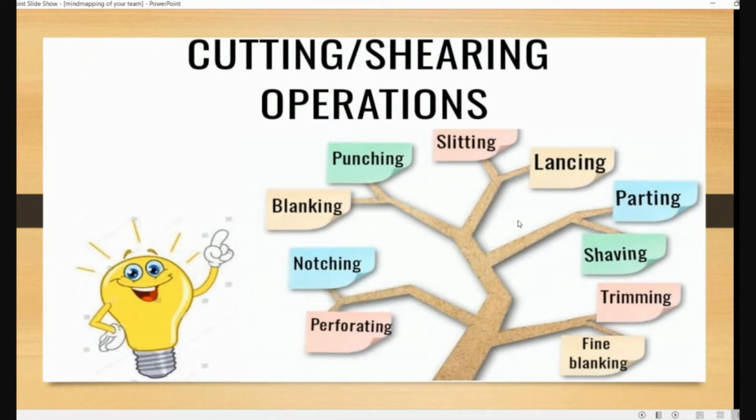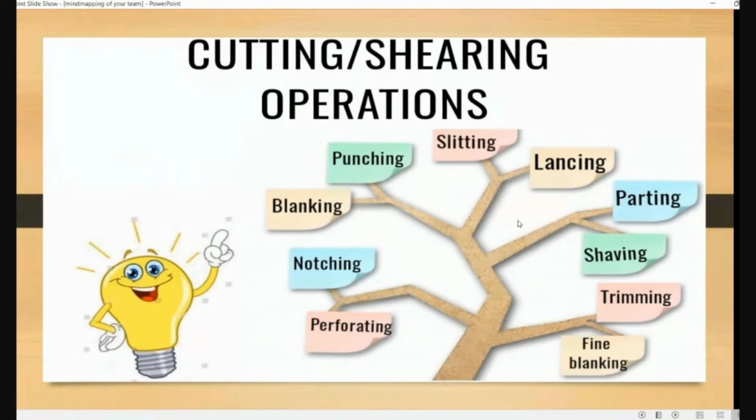Thank you, Swapnali. First one is punching. It is a cutting operation by which various shaped holes are made in sheet metal. Punching is similar to blanking, except that in punching the hole is the desired product. The material punched out to form the hole is waste.